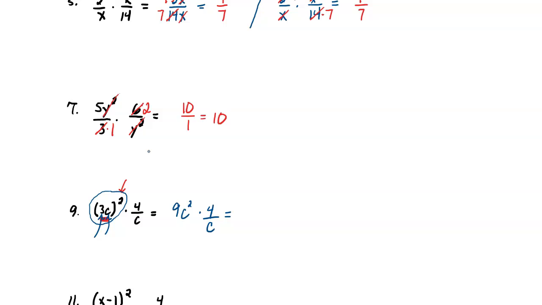At this point, I'm going to decide to do the canceling first. There's a single C in the bottom, which cancels one of these C's away, leaving one remaining. No other reducing can be done. 9 times 4 is 36, and there's a letter C with that 36.